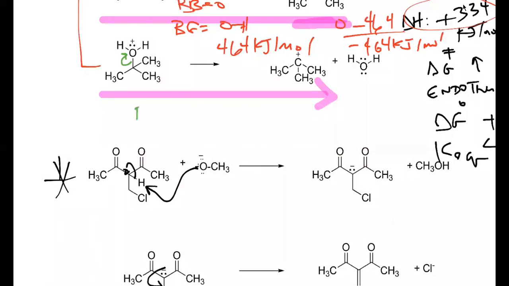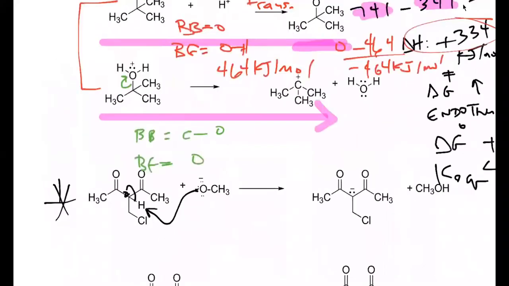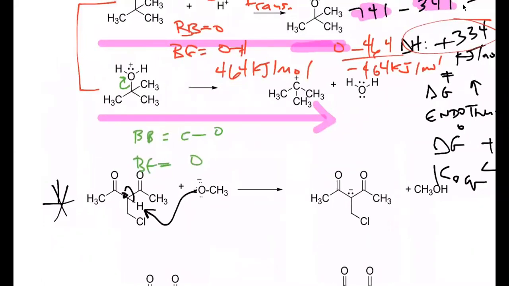So my bonds broken would be a CO single bond, and then my bonds formed would be 0 because I didn't make any bonds on the other side. Following? Mm-hmm. So the CO single bond, I know we just got that somewhere. It's 360. 360, good, thank you. You're welcome. So bonds broken is 360 minus 0. So the second step is plus 360. Is that right?